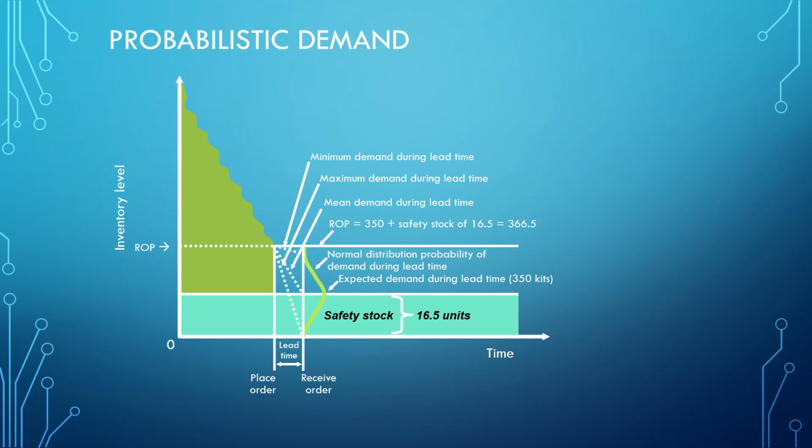The order will be placed as soon as inventory gets to 367. By the end of the anticipated lead time, the order will be received. The 16.5 safety stock units will work as a caution to cover any delays or issues in receiving the shipment.